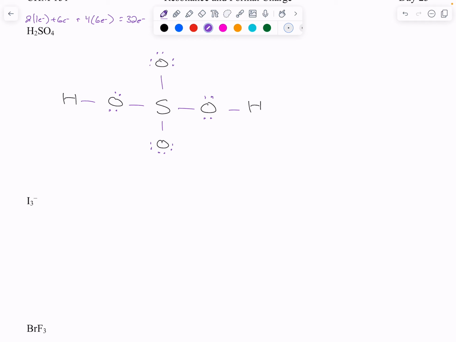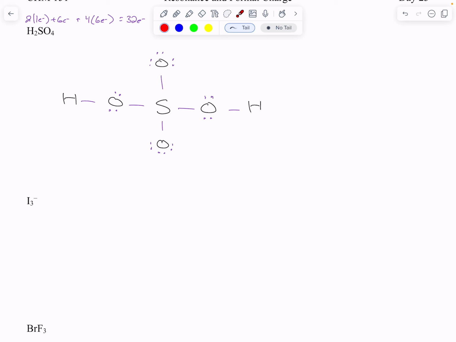Let's check something, though. What is the formal charge of hydrogen? Well, H here, 1 electron, is happy. This oxygen has 6, perfect. Same with this one, 6. The oxygens on top and bottom are the same. Down here I have 7, just like I have up top, 7. They're both minus 1. Sulfur here has 4, but it brought in 6.